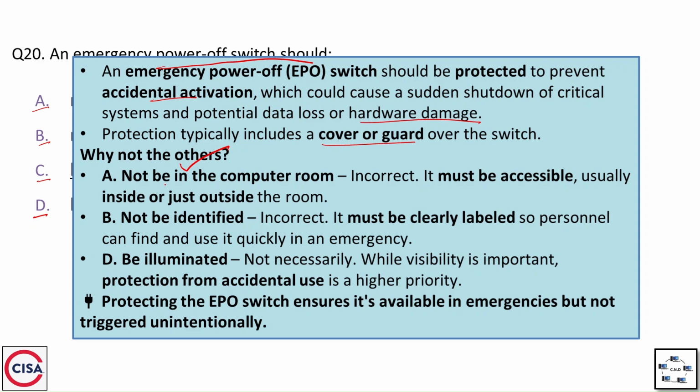Why not the other options? Option A, not be in the computer room, is incorrect. It must be accessible, usually inside or just outside the room. Option B, not be identified, is also incorrect. It must be clearly labeled so personnel can find and use it quickly in an emergency. And option D, be illuminated, not necessarily. While visibility is important, protection from accidental use is a higher priority. So, protecting the emergency power off switch ensures it's available in emergencies but not triggered unintentionally.